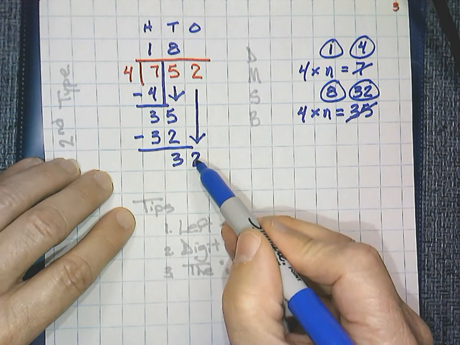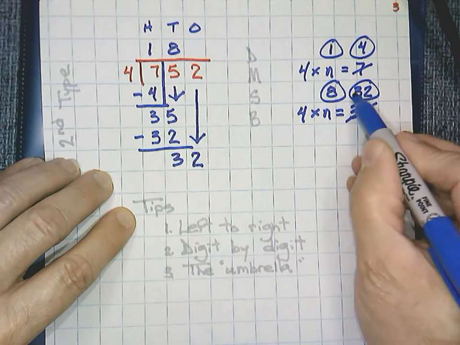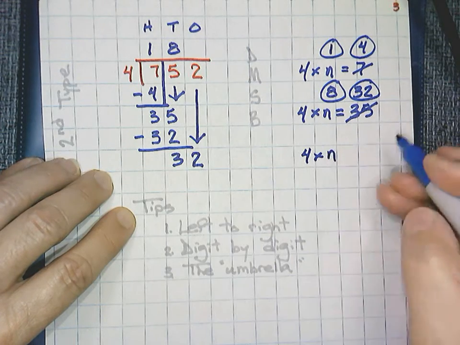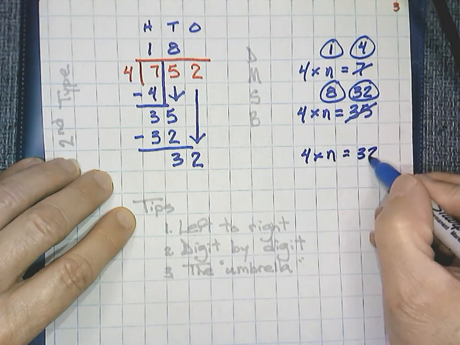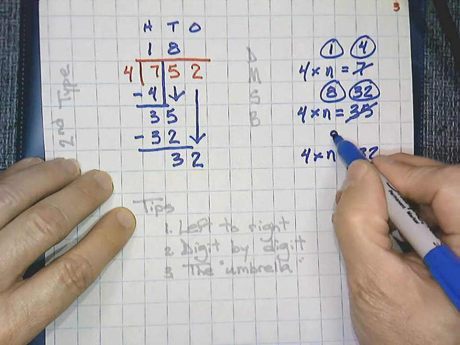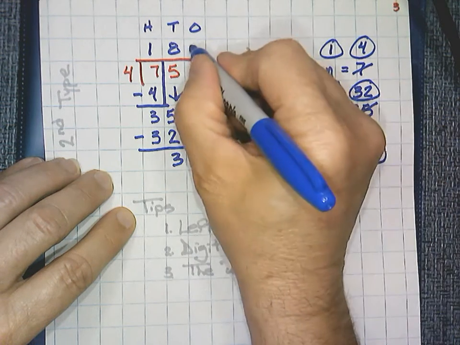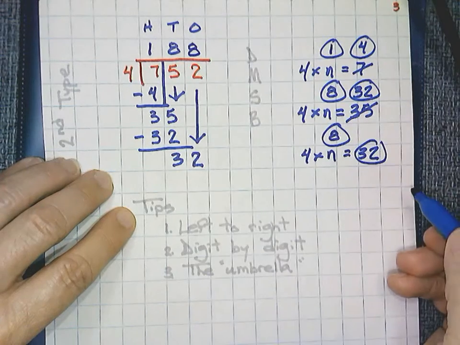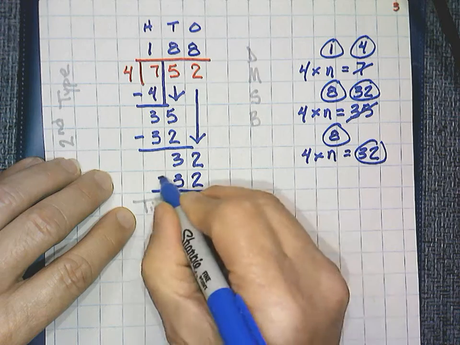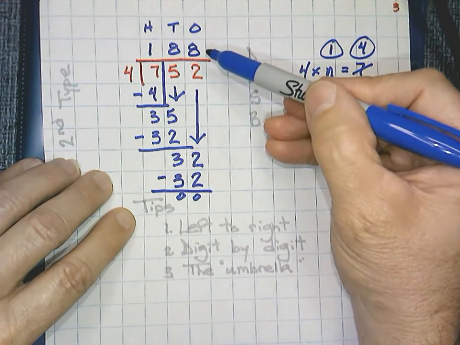What we have here is 32 divided by 4. Now, you really can see that up here, but I'm just going to write it just to be thorough. 4 times n is equal to 32, and I'm going to solve for n. Well, I saw up here that it was 8. I circle both, the 8 I use up here, and the 32 is the same, so I have no remainders. So my answer would be 188.